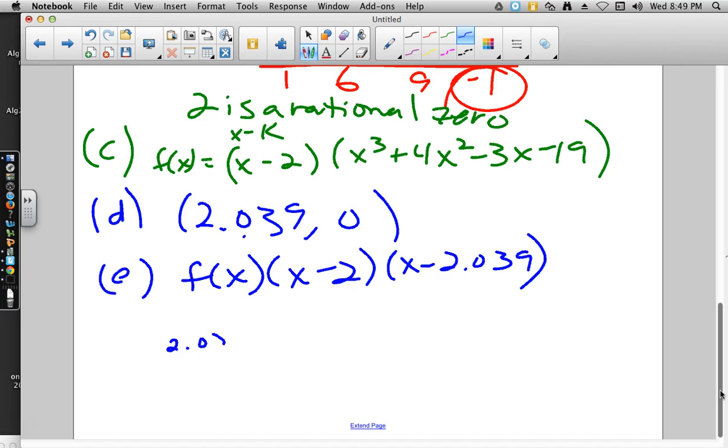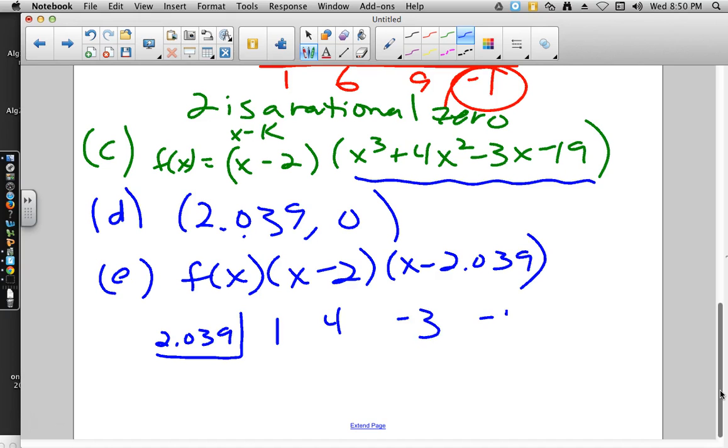So 2.039 is what we're going to use in the leftovers after we had our first zero of 2 taken out, and that is right here. That's what we have to divide by that 2.039. So 1x cubed, 4x squared, negative 3x, negative 19, that is in standard form, which is exactly what we want.